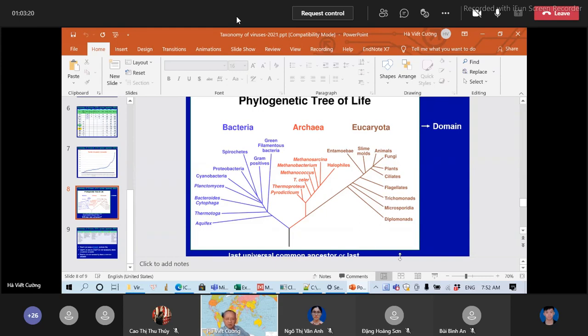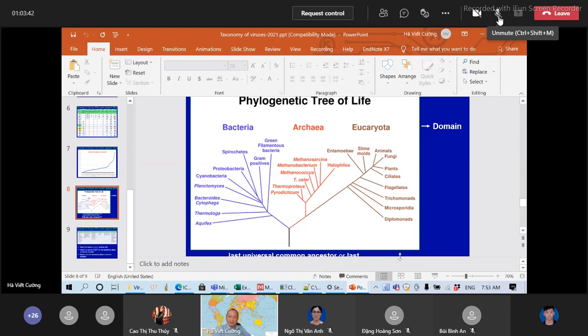Okay, thank you. Good. So you cannot find. Yep, your question is correct. So you cannot find the virus branch on this tree, because the virus is an absolutely different entity, a group of living entity. And you can see the virus doesn't have the cell.